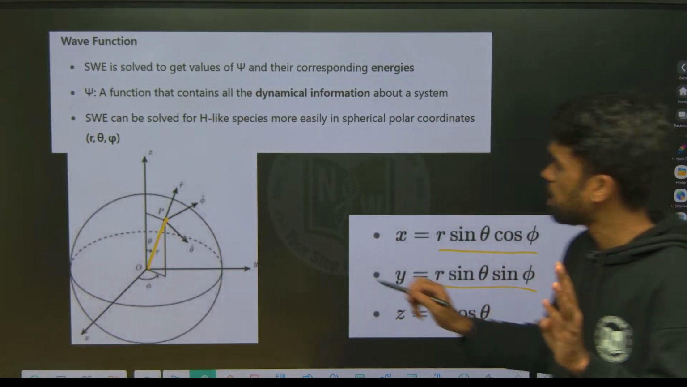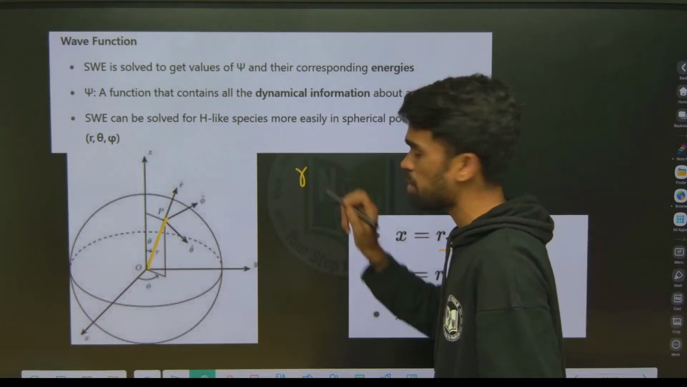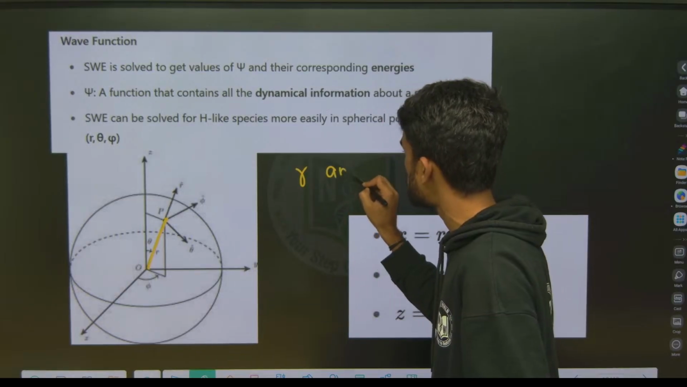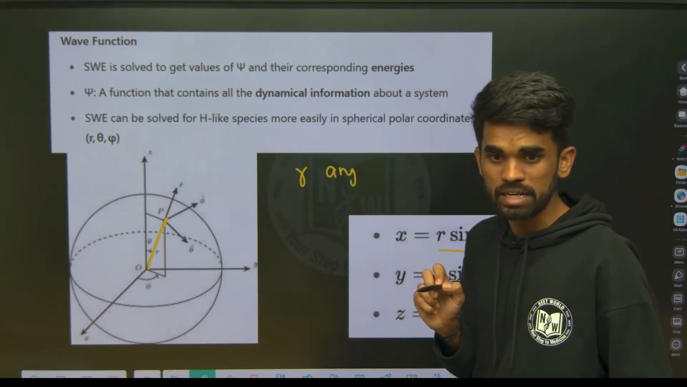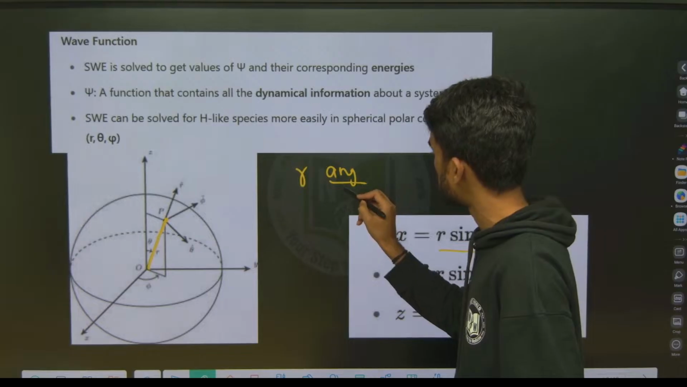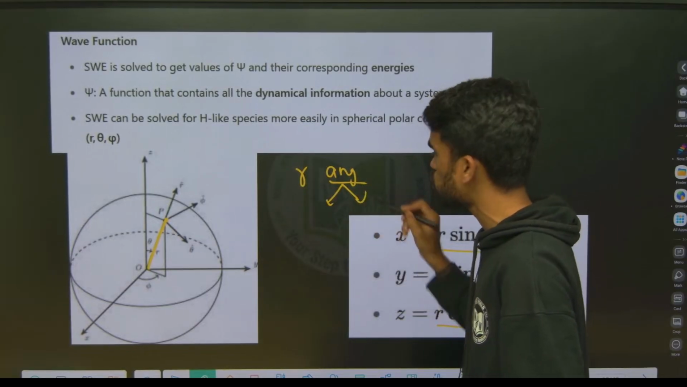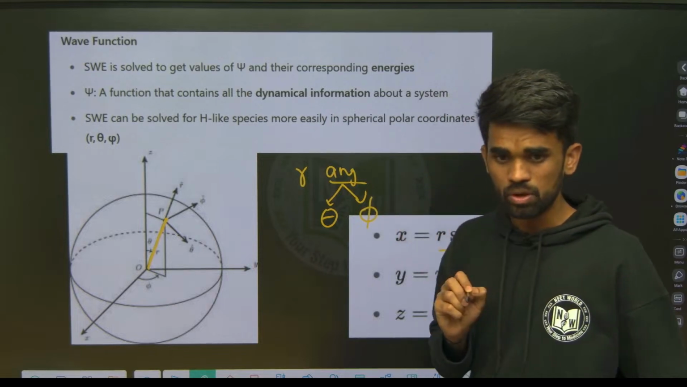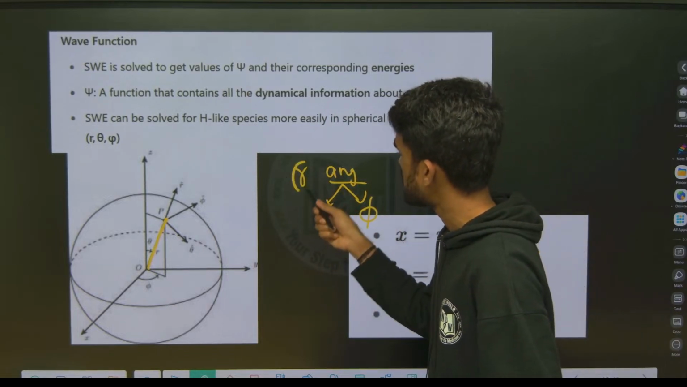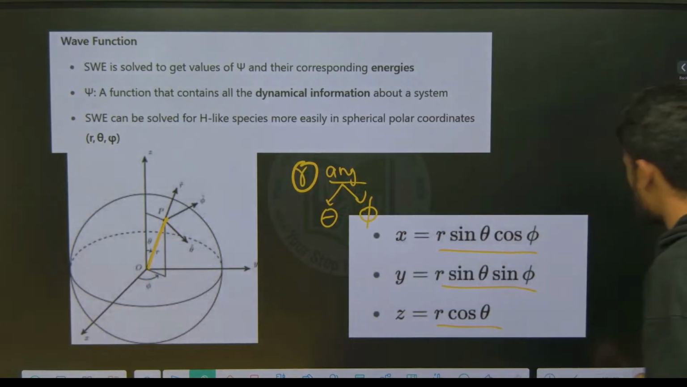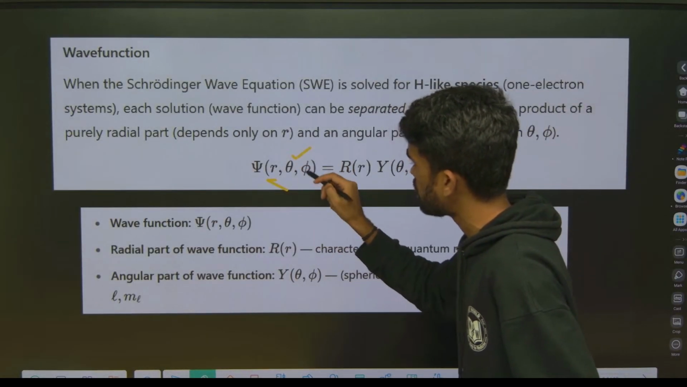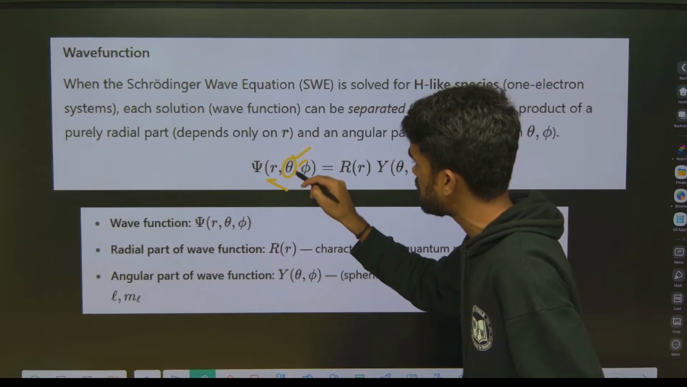In spherical polar coordinates it means we have parts. One is the radial part, another one is the angular part. In this angular part again we have two parts, one is the theta part, another one is the phi part. So what is the use of studying this? See, these parts will give some quantum numbers.